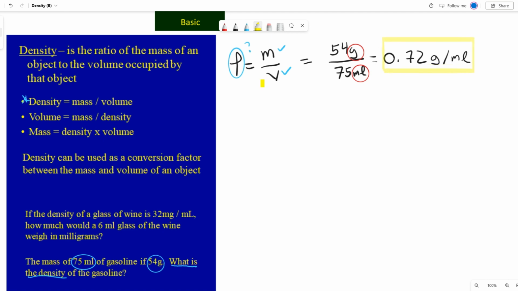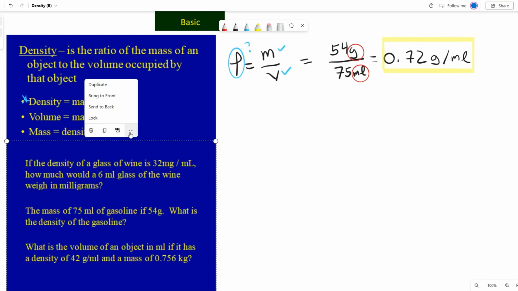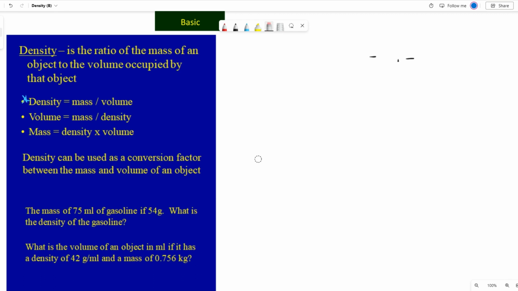So we've solved for a density, and then we've also solved for a mass. In the last problem, we're now going to solve for a volume. So we'll see how we can solve for all three of the terms in a density problem. So if we take a look at the last problem, it says, what is the volume? What is the volume of an object in milliliters if it has a density of 42 grams per milliliter and a mass of 0.756 kilograms? Okay, so let's erase the board here.